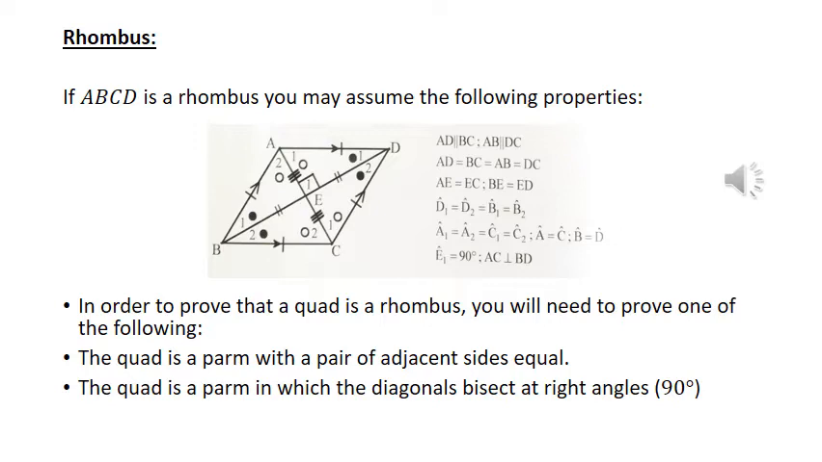Now, if they give you a quadrilateral and they ask you to prove that it is a rhombus, you would need to firstly prove that it is a parallelogram using one of those 5 methods. And additionally, you would then need to prove that one pair of adjacent sides are equal, or you would need to prove that the diagonals bisect at 90 degrees, at right angles. So you would prove it's a parallelogram, and then you would prove either that the adjacent sides are equal or that the diagonals bisect at 90 degrees. Once you have proven that, you can then say that it is a rhombus.